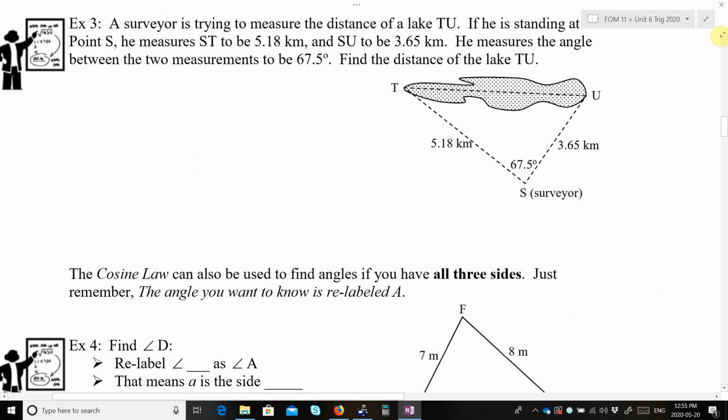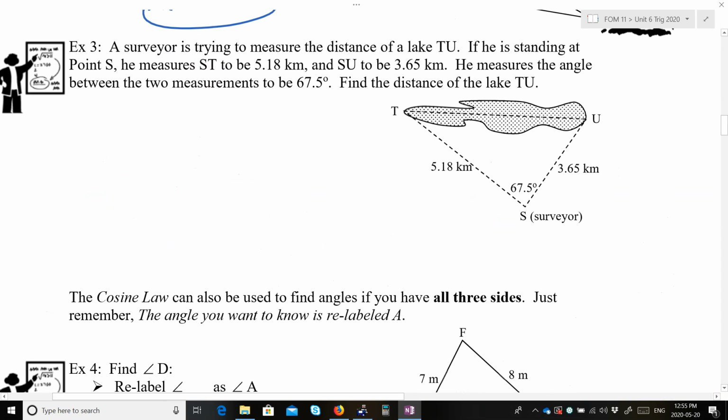All right, example 3. A surveyor is trying to measure the distance of a lake, TU, sort of the length of the lake here, its longest dimension. If he is standing at point S, he measures ST to be 5.18 kilometers and SU to be 3.65 kilometers, as shown in the diagram. He measures the angle between the two measurements to be 67.5 degrees. Find the distance of the lake, TU.